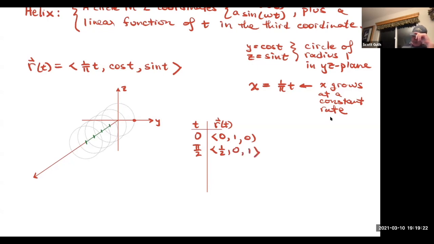Like that. And then if we do pi, then x is 1 over pi times t. So that's 1 over pi times pi, which is 1. And then cosine pi is -1, and sine of pi is 0.